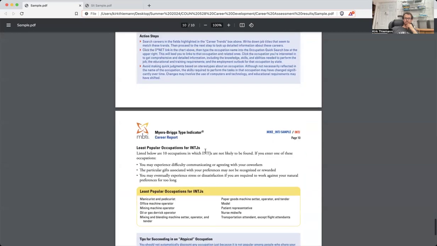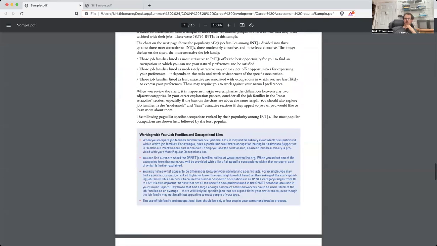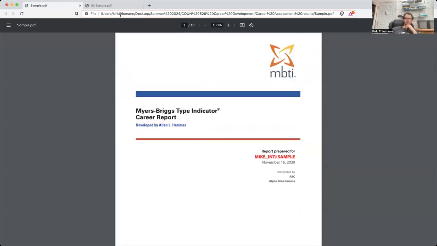So then there's least occupations as well. Sometimes it can be just as important to know what's least connected to who I am, rather than just what's most connected. So those are a few thoughts on the MBTI assessment results. And once again, this is just for the career report.